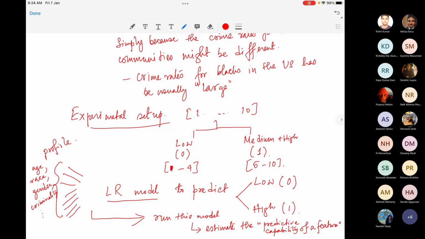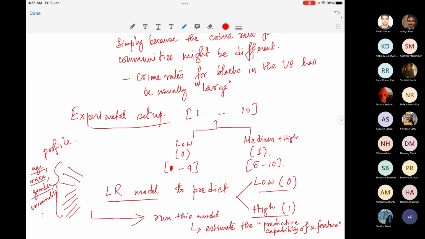So do you see where this is going? They will try to find out the predictive capability of age, the predictive capability of race, the predictive capability of gender, etc. Given this model in the middle and this prediction objective as to whether the COMPAS score would be low or high, how is this correlated with the different attributes or features of the defendant profile? This is what they wanted to see.